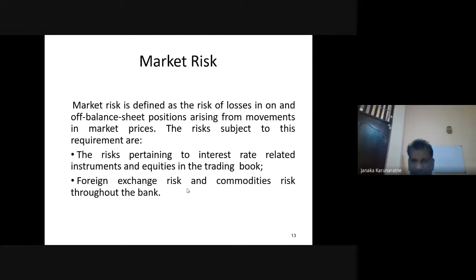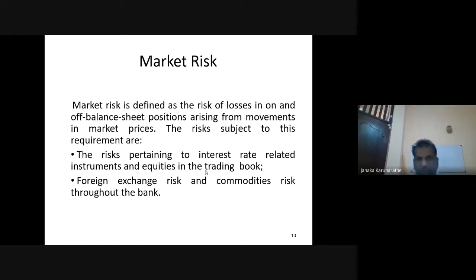So the risks subject to this requirement are the risks pertaining to interest rate related instruments and equities in the trading book. In a bank, for the purpose of market risk, you divide the balance sheet into two books. What do you mean by two books? One is the trading book, the other one is the banking book.